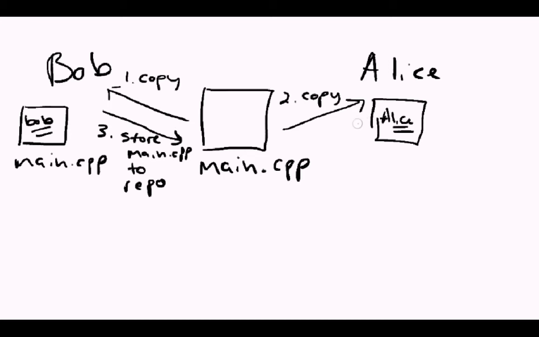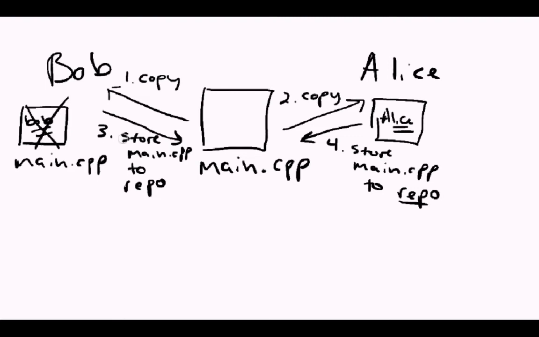And then maybe a little bit later, Alice does the same thing. Okay, so we're going to store to the repo or the repository. The problem here is all of Bob's changes will be lost. Right? So they both made a copy. Bob made some changes and basically stored his changes in the central repository. But then right after there, Alice came in and wiped out all of Bob's changes with her changes.